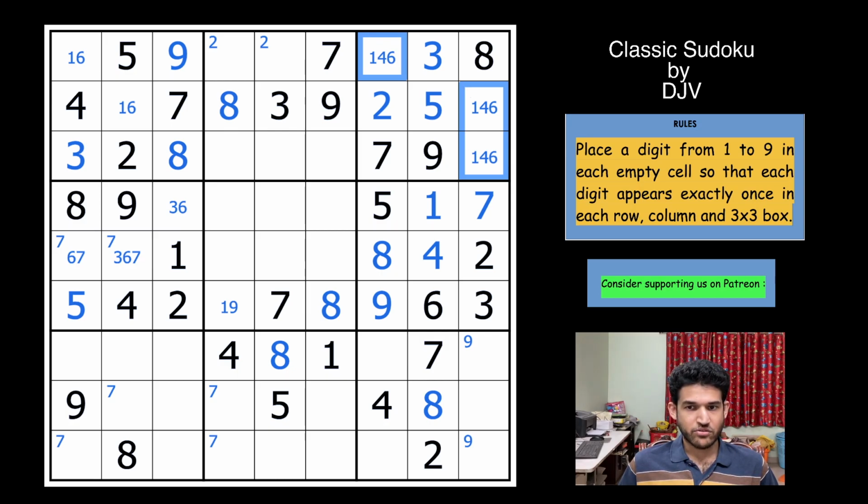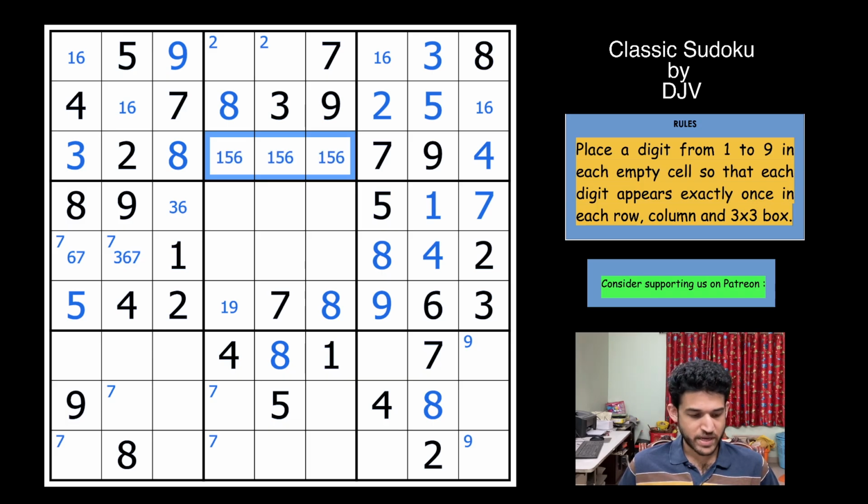And I can't have 4 here. I'm looking at this column, column 7, 4 can't be here. So that gives 4 here. Beautiful. So now I know these 3 cells, they must be 1, 5, 6. And that means this is a 2-4 pair.